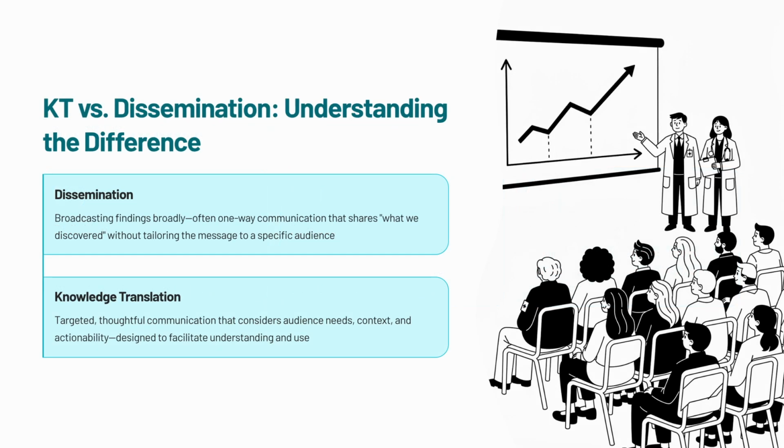KT is different from dissemination. Dissemination is often broad, one-way communication, sharing what was found without tailoring the message. KT is more targeted. It considers audience, context, and action, with the goal of helping people understand and use the findings.